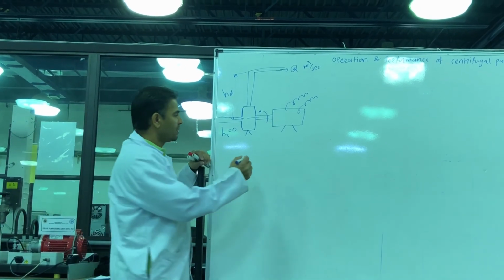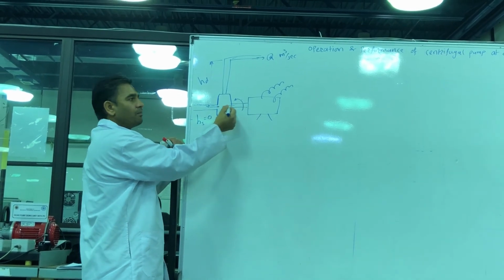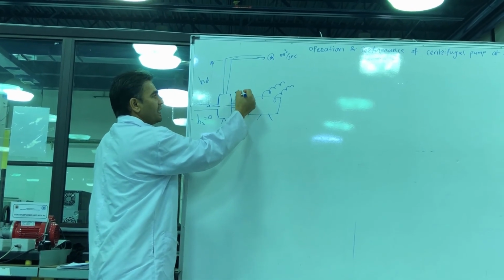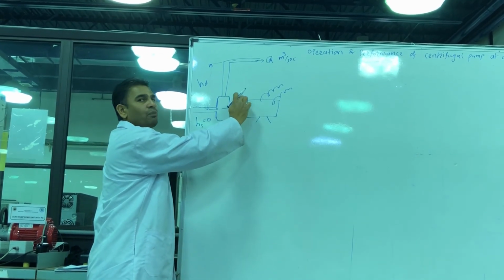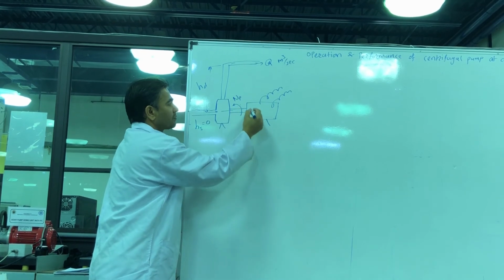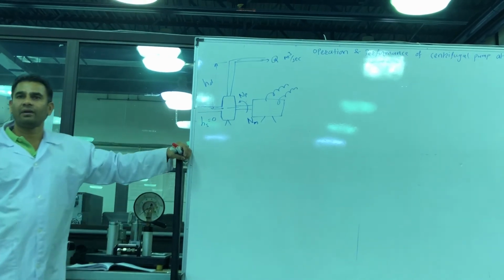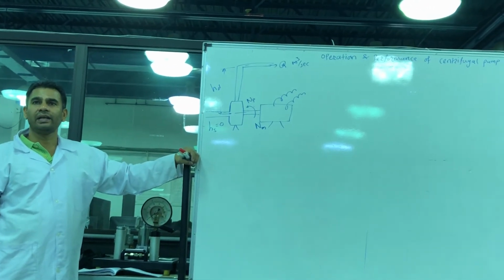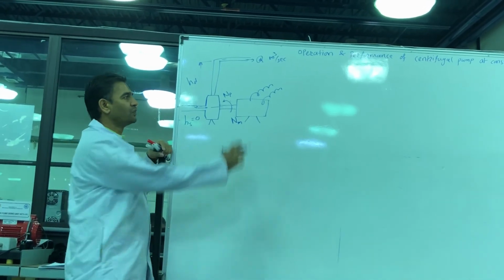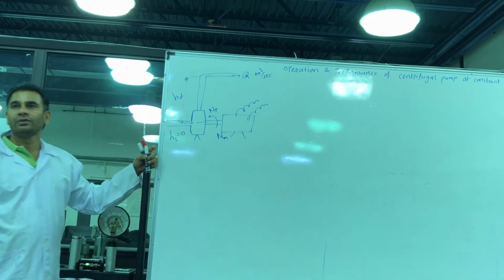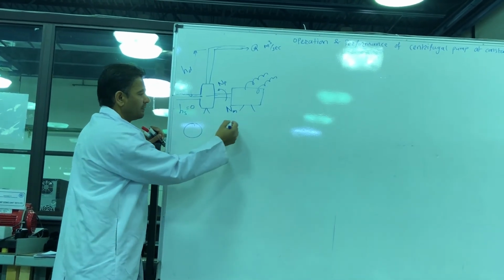So first step: if the electric motor starts, it runs the pump at a speed of NP. NP stands for number of revolutions per minute of the pump, and this motor is running at Nm RPM for the electric motor. There is a belt and gear drive, so we need to find NP. What is the relation for a gear drive? You studied it in 105.